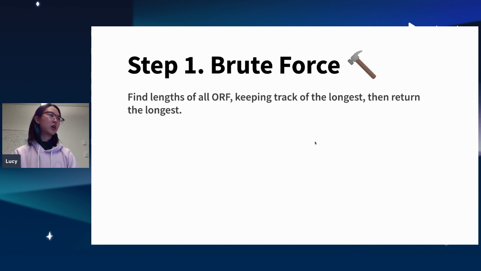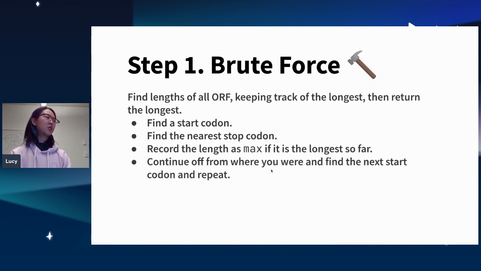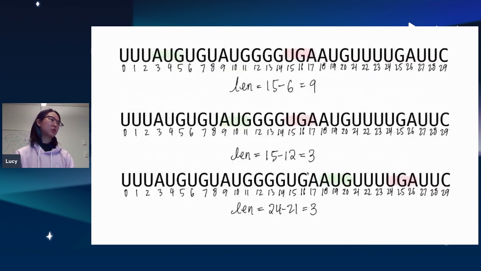So here's what I would do. It's very similar. I would find all lengths of open reading frames. That's basically brute force, just finding every single open reading frame, and then keeping track of the longest one and returning it. You would just have a count variable. So you find a start codon, find the nearest stop codon, and then record the length as max if it's the longest so far, and then continue off from where you were and find the next start codon, repeat.